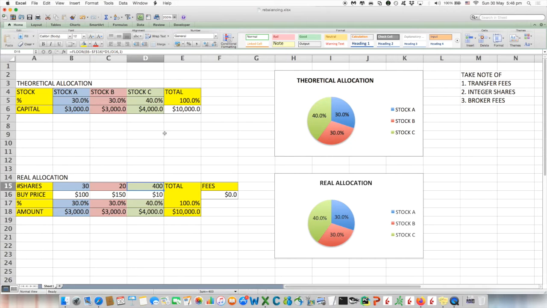Problem is, this works only if the amount that you have to buy for each stock divided by the share price is actually an integer. Because if now, for example, because of the fees, here you have 3,000 over 100 is 30, perfect. But if because of the fees you have 9,975, as I said, now how much you need to buy is 2,992.5. Now, if you divide this by 100, what do you get?